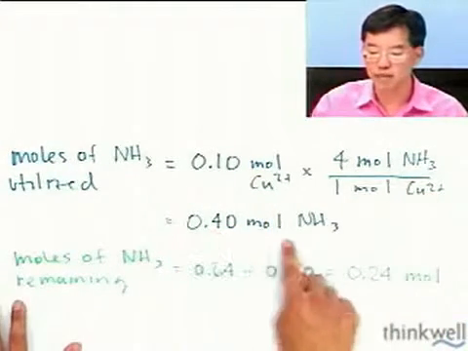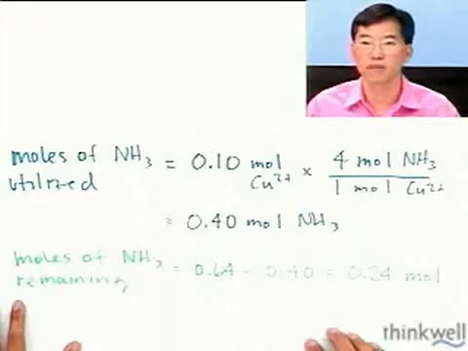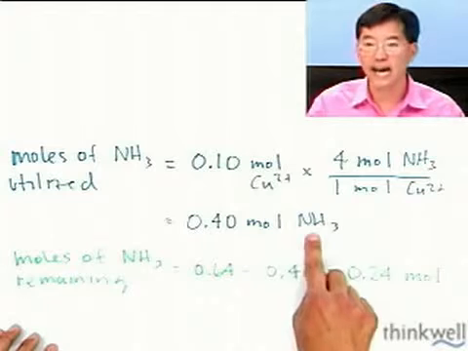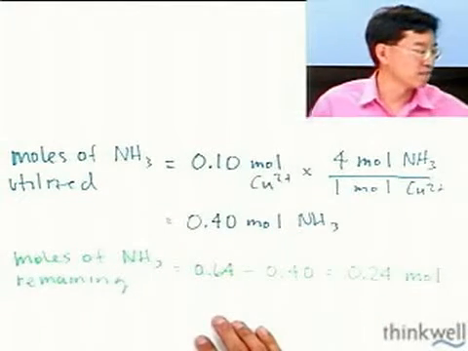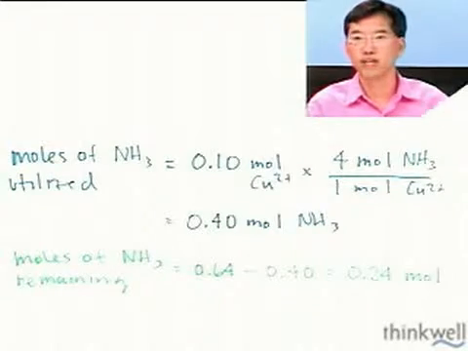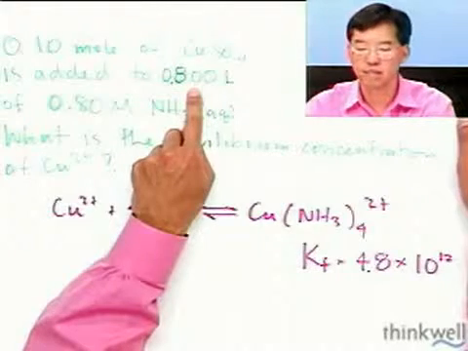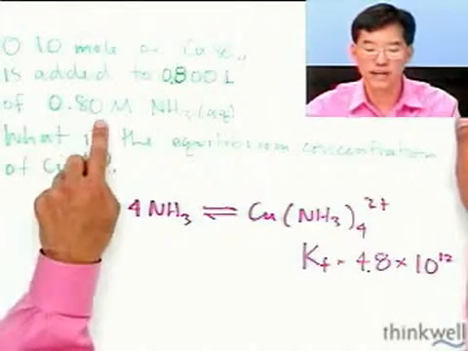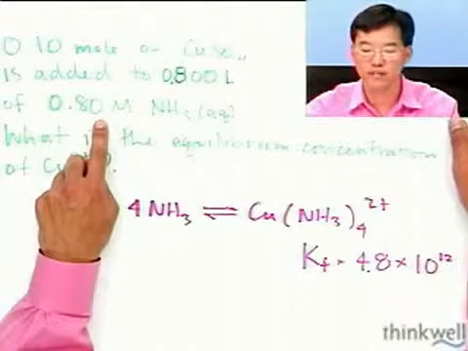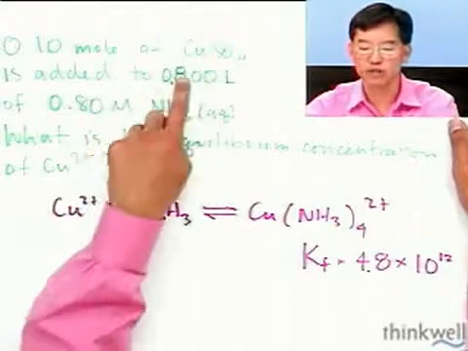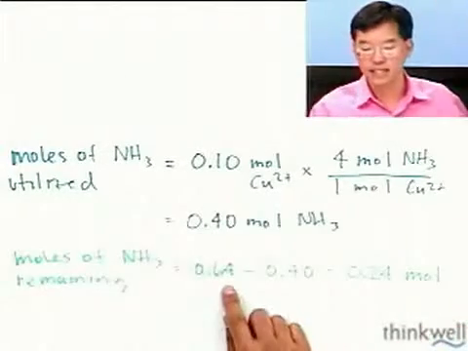These are just the stoichiometric coefficients for the balanced reaction. And it means that we would need 0.40 moles of ammonia to react with all the copper 2+ that we've added. Well, we have 0.64 moles of ammonia. How do we know that? Well, remember, we know the concentration of the ammonia, and we know the volume of the ammonia. We started with 0.800 liters, and we know that it's 0.80 molar. To get the number of moles of ammonia this represents, we multiply the concentration times the volume. So 0.80 times 0.800 is 0.64.